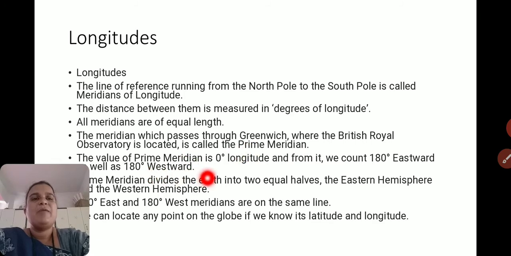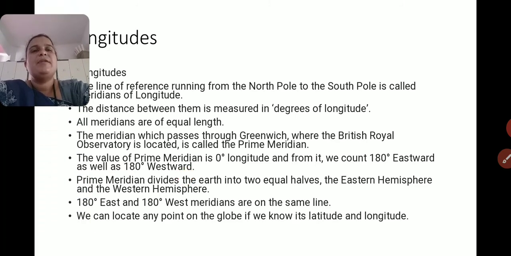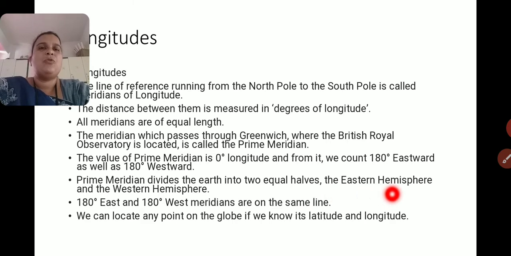The value of the prime meridian is 0 degree longitude, and from it we count 180 degrees eastward as well as 180 degrees westward. Some meridians divide the earth into two equal halves, the eastern hemisphere and the western hemisphere. 180 degree east and 180 degree west meridians are on the same line. We can locate any point on the globe if we know its latitude and longitude.